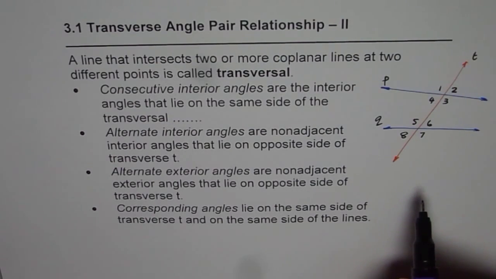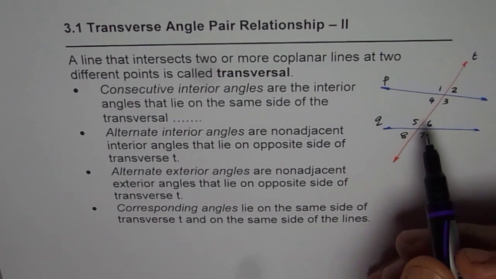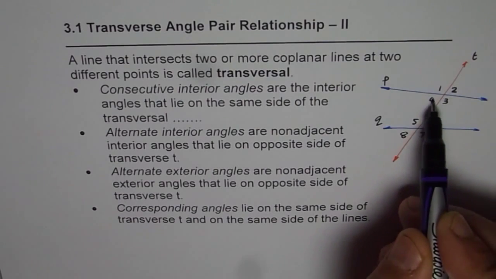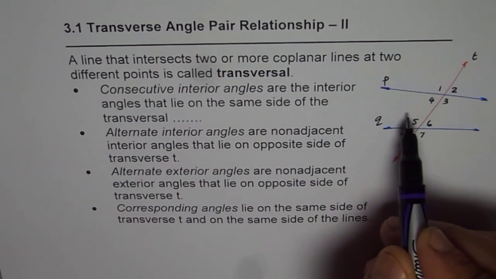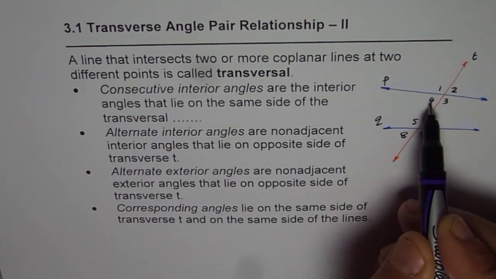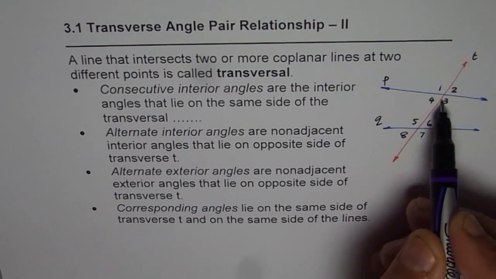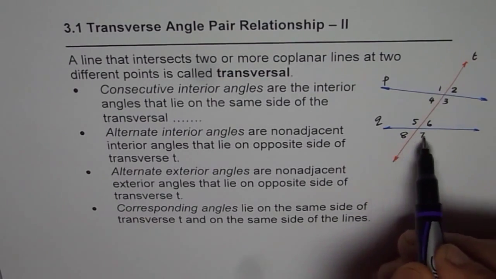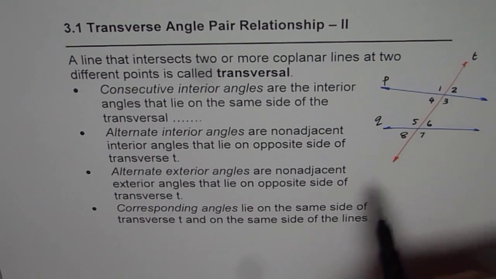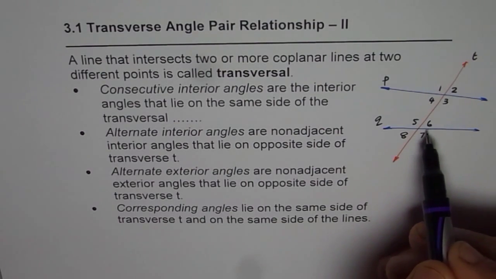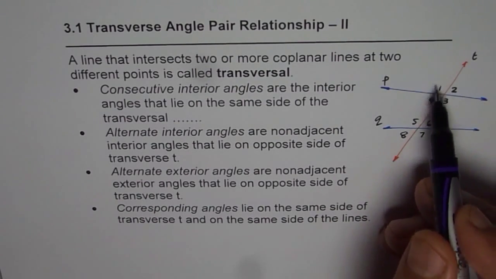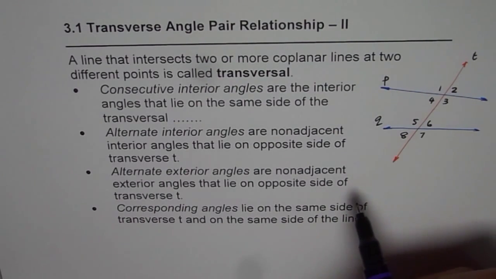What you have already learned is that the angles between these two lines are called interior angles. So all these angles 3, 4, 5 and 6 are interior angles, right? The angles 1, 2, 8, 7 are exterior angles. They're outside of these two lines. So there are two exterior regions, one interior region.